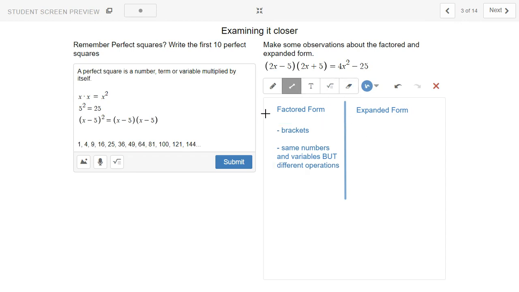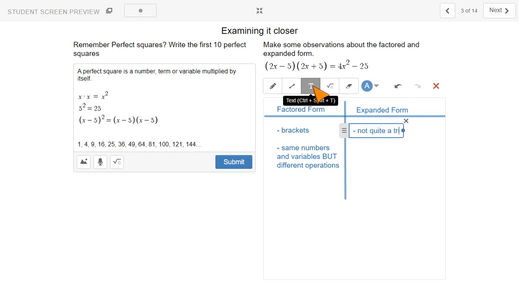But the difference is we have one operation that is addition, and an operation that's subtraction. In the expanded form, we are supposed to have a trinomial, but it's not quite a trinomial. When I say it's not quite a trinomial, it's because our b term is 0. And so our resulting trinomial is actually a binomial.